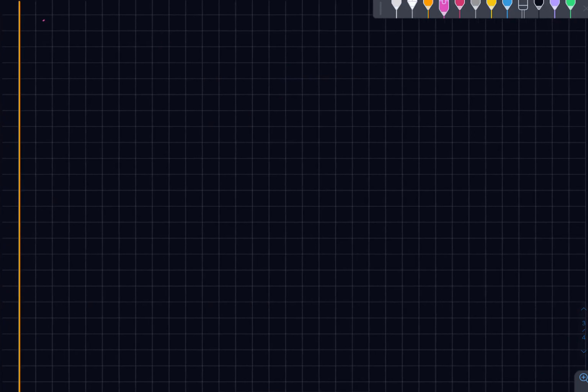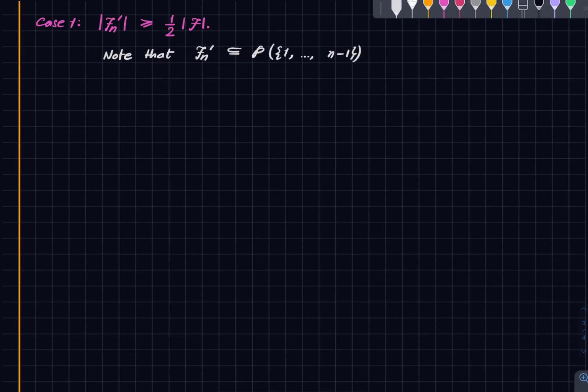Case 1 is when Fn prime has size at least half. Okay, so in this case, note that Fn prime is after all consisting of subsets of X which do not contain n. So it is in particular a subset of this set, meaning each of its elements is a subset of this. That's what this says. So this is clearly true.